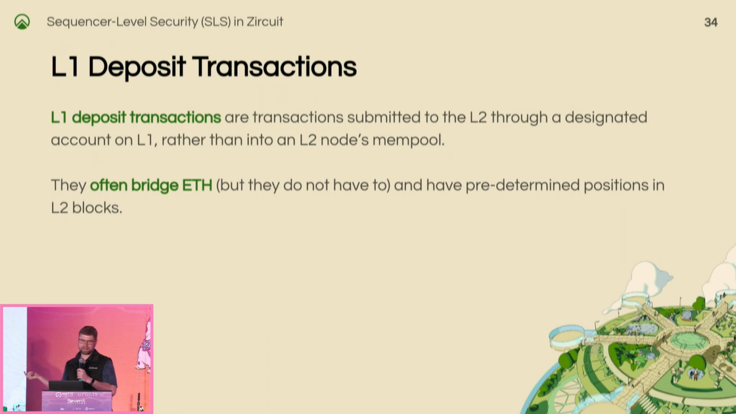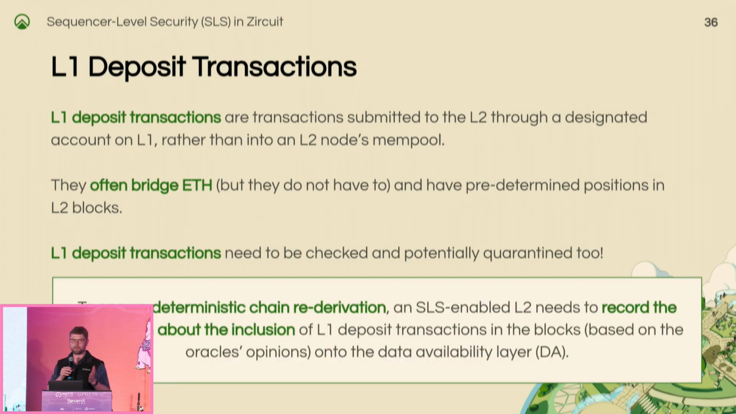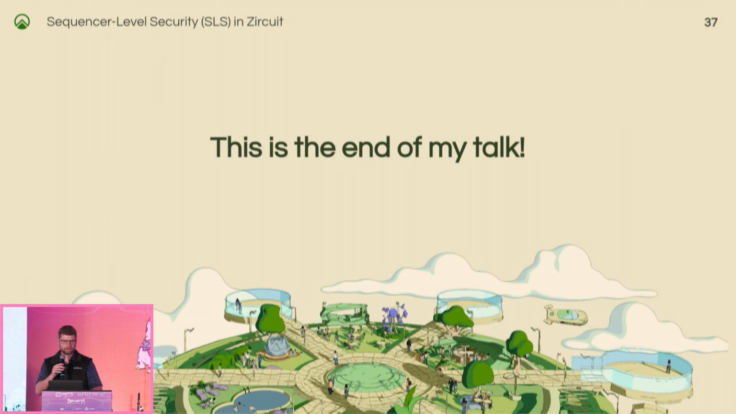So what I am saying here is L1 deposit transactions are a little bit of a problem, but not really. They can be handled. It is just important that we check them as well because they can trigger hacks, and that we record somewhere on blockchain, somewhere on the data availability layer, the decisions of the oracle, which then need to impact that decision whether this transaction will go onto blockchain or not.